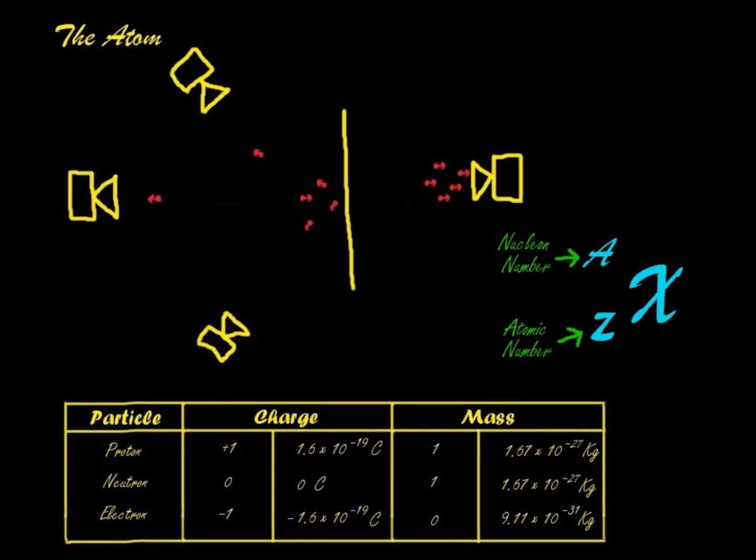Now, an important part of particle physics is the ability to calculate specific charge. Specific charge is the ratio between charge and mass. So to calculate it, we divide charge by mass.